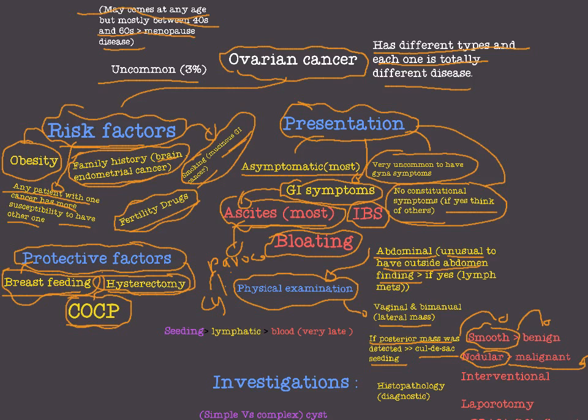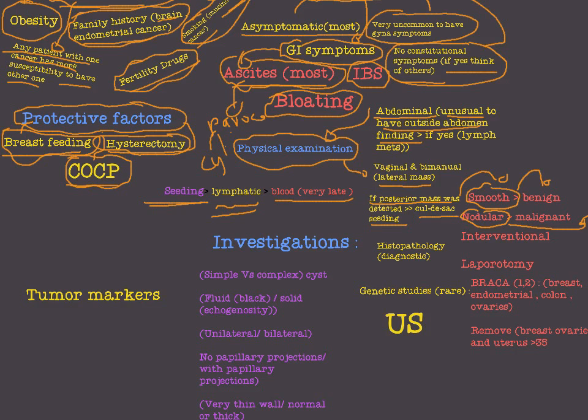So by bimanual vaginal examination, we can find the lateral mass and sometimes the posterior mass when we have cul-de-sac seeding. Take care that ovarian cancer spreads by seeding to the cul-de-sac, for example, and by lymphatics. The most important type of mets in ovarian cancer is lymphatic, and it rarely spreads by blood, only in very late and advanced stages. Okay, so this is about the physical examination.